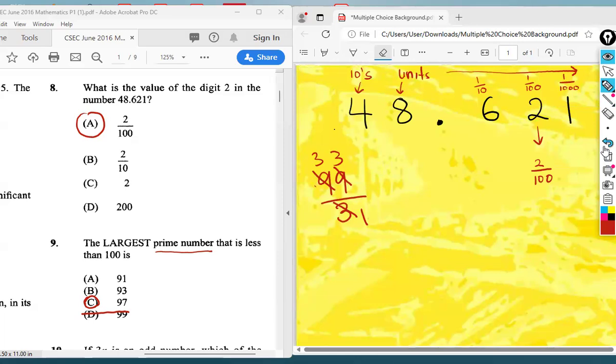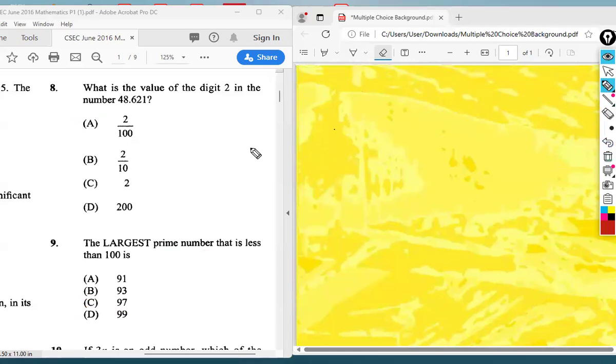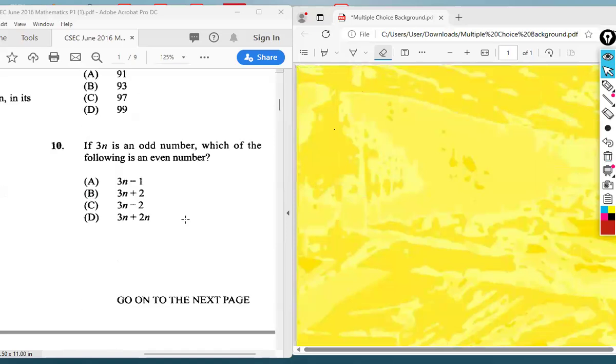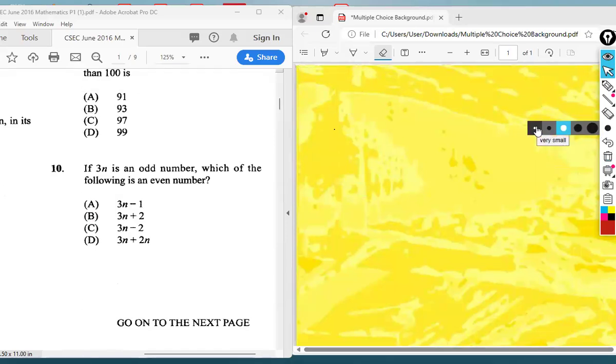Let's go to number 10. Good luck. Okay. They said 3n represents an odd number. So let's take any odd number in the world. 7 is an odd number. To get an even number, we have plenty of choices, but one of the choices is this. Take any odd number in the world, add 1. 7 plus 1, you'll get what? 8. You will get an even number.